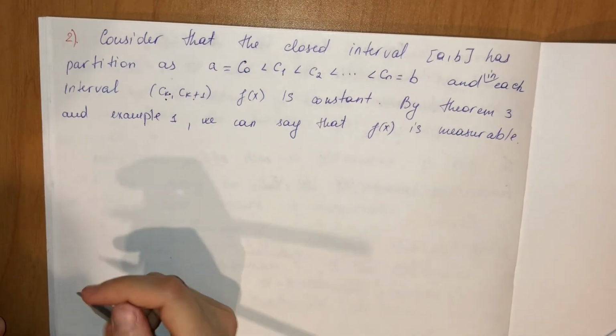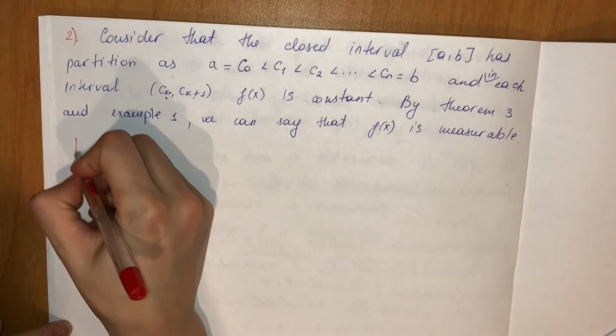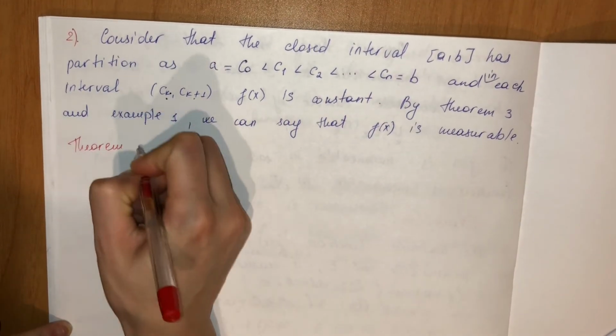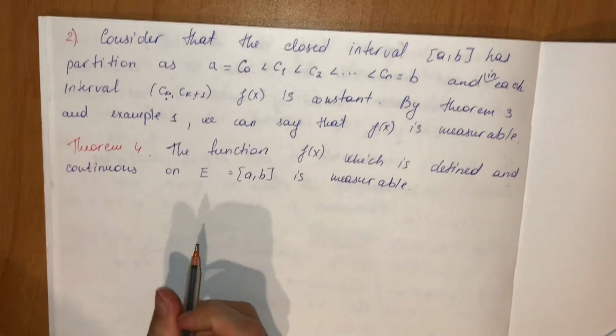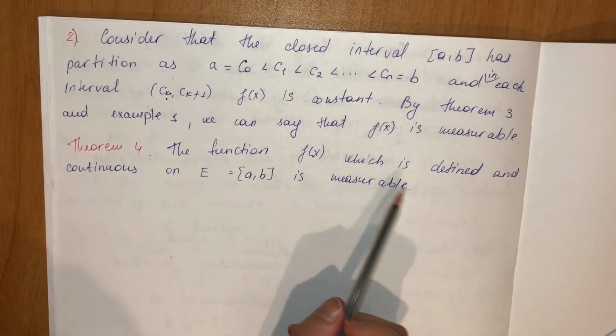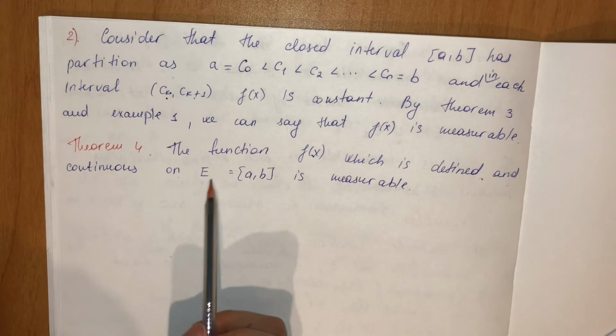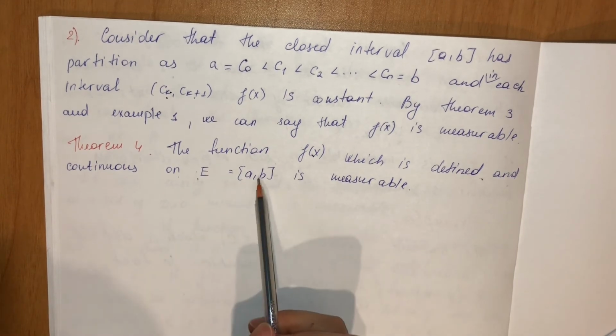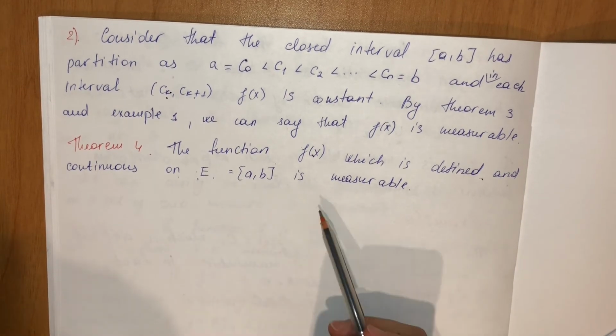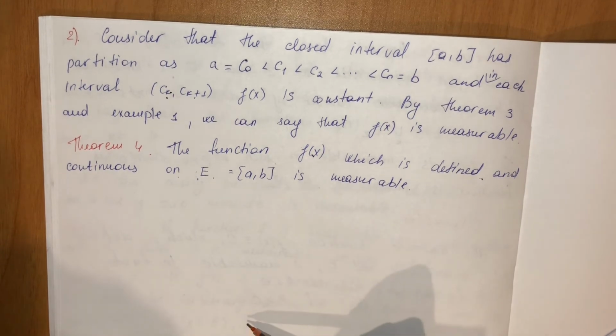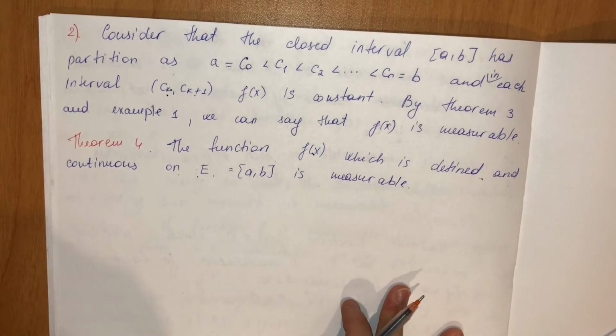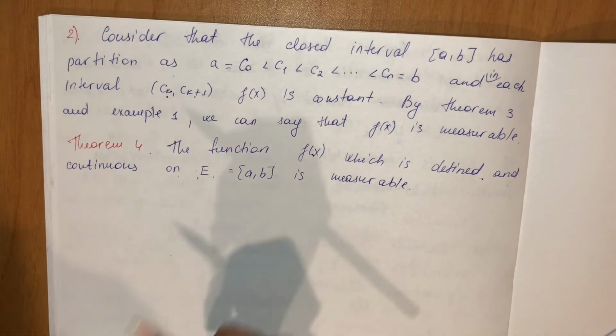And theorem 4, let me write. The function f(x), which is defined and continuous on the closed set E, is measurable. I will not prove this, and I want to give the final theorem and finish today's tutorial.